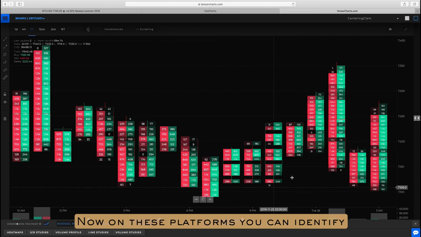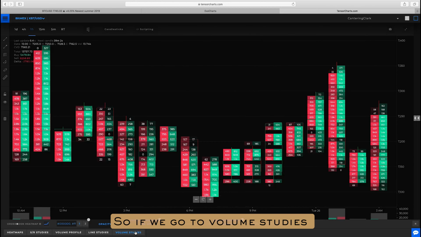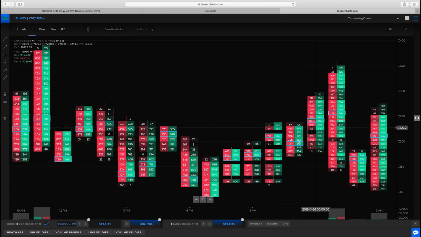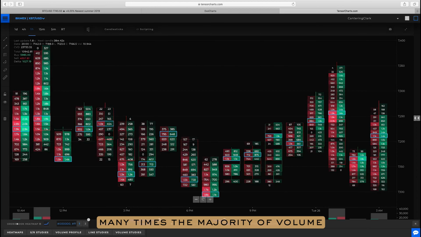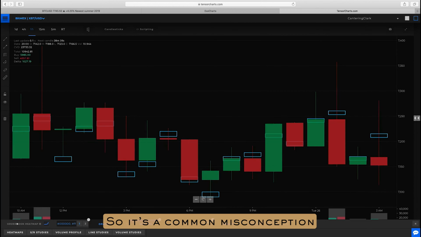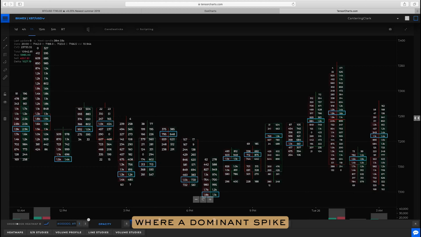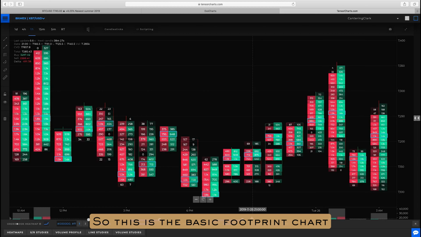Now, on these platforms, you can identify where the high volume traded price was. If we go to volume studies, we can click high volume price, and we can point out within these candles where the majority of volume took place. Pay attention to the blue boxes; the blue boxes are where the high volume took place. Now let's turn down the footprint, and you'll see many times the majority of the volume does not occur within the candle. It's a common misconception that the candle body means that's where a dominant portion of the volume took place. Sometimes it could be the exact opposite. So this is the basic footprint chart.